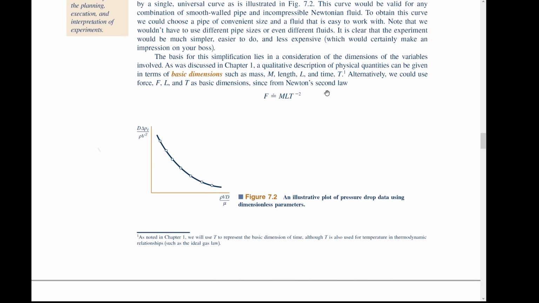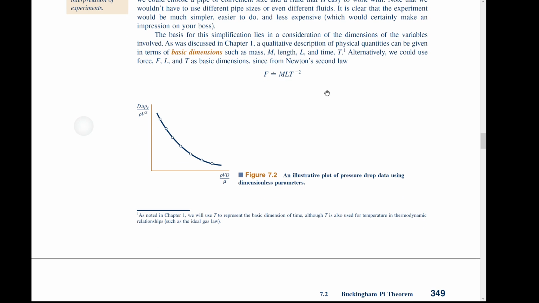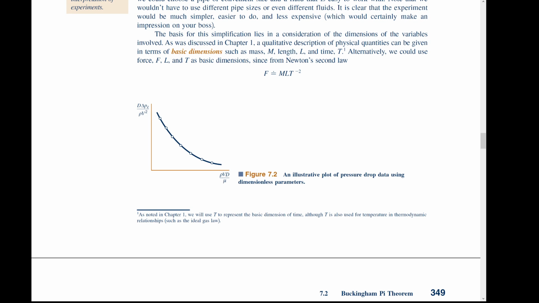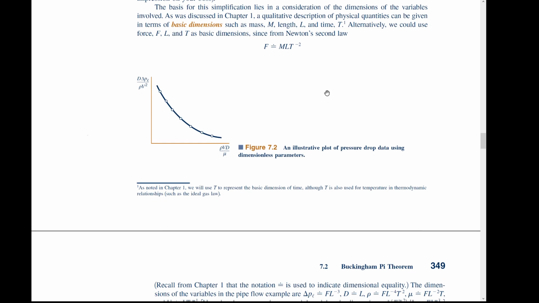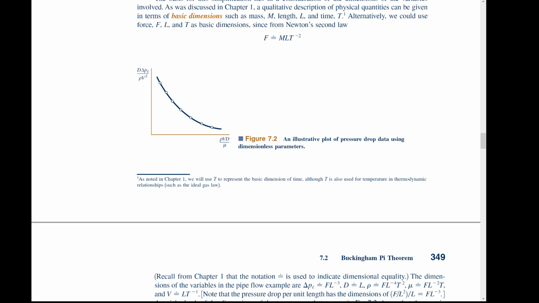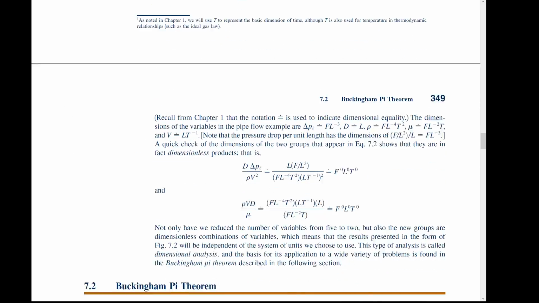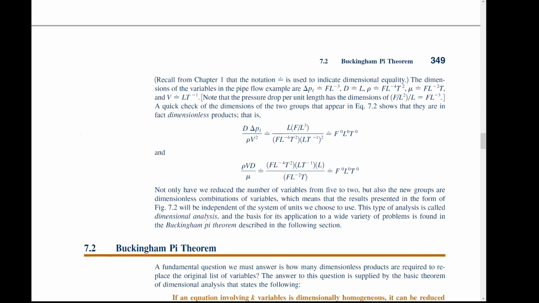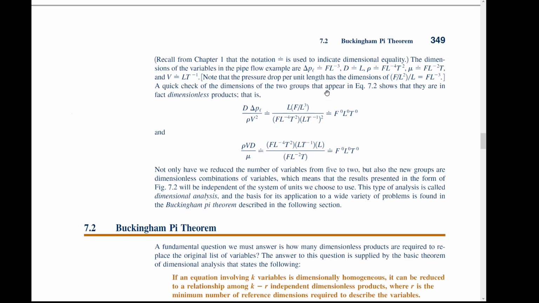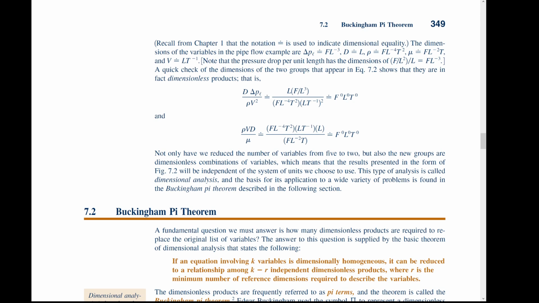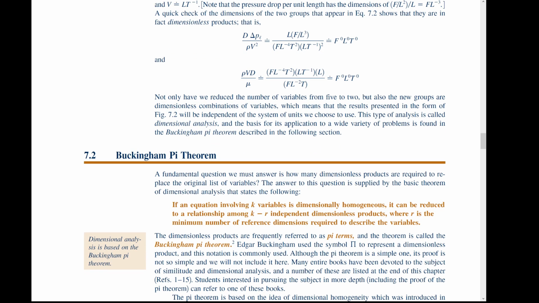The basis of this simplification lies in a consideration of the dimensions of the variables involved, as was discussed in Chapter 1. A qualitative description of physical quantities can be given in terms of basic dimensions, M, L, and T. Alternatively, we could use F, L, T as basic dimensions from Newton's second law. F is ML over T squared. Recall from Chapter 1 that weird equal sign with a dot over it is indicating dimensional equality.